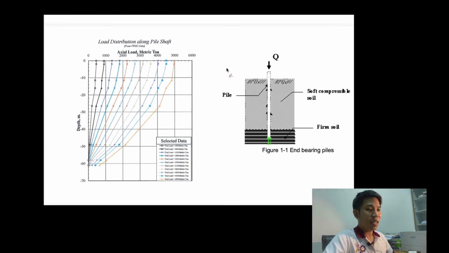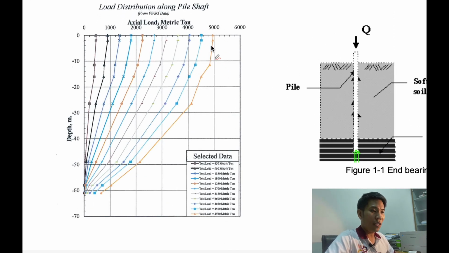Before I go to the ASTM standard, I will show you that for this kind of test, we install some instruments along the pile. For example, in this one, we apply a load of about 5,000 tons. The load will transfer to the deeper layer.